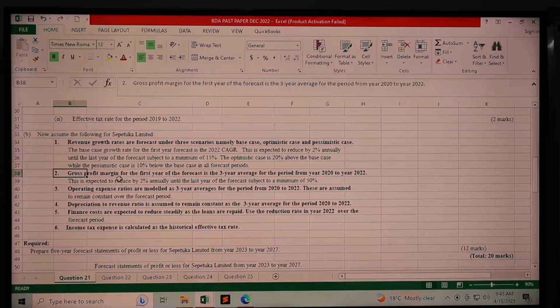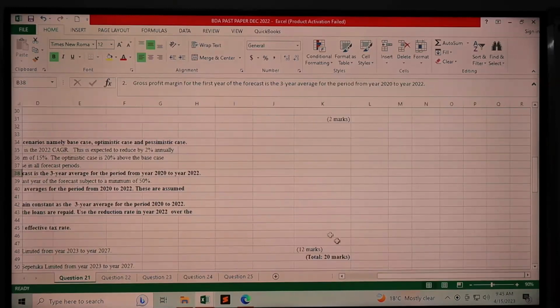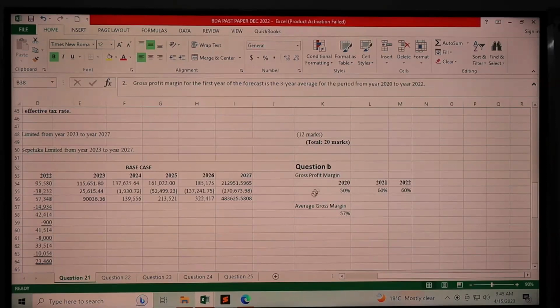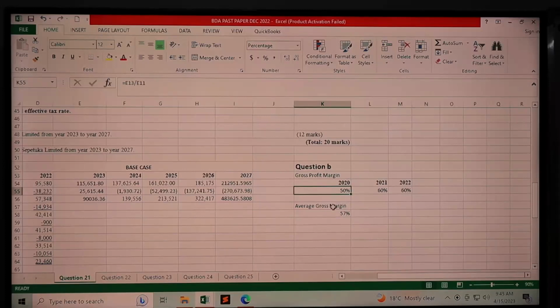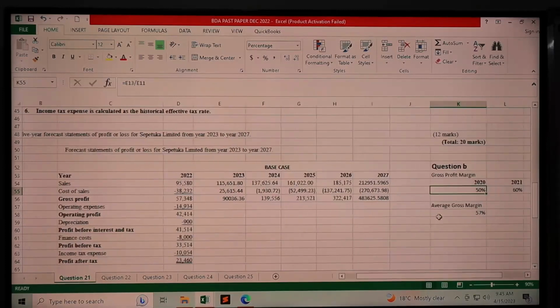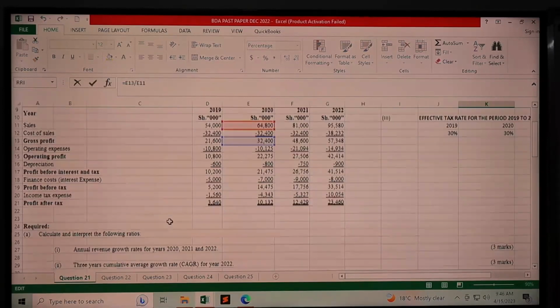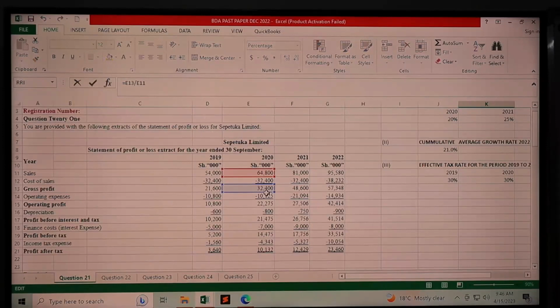So that is the gross profit margin. Here you're supposed to compute the gross profit margin. You know how to get it, so we use the formula for this. First you need to compute the gross profit margin somewhere. For 2020, how do you get it? You take the values already given in our worksheet for 2020.